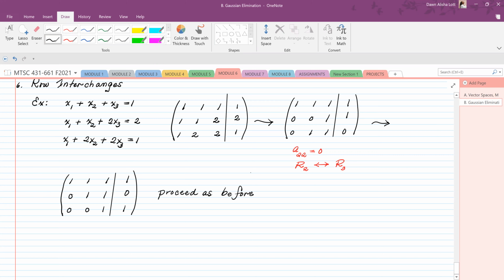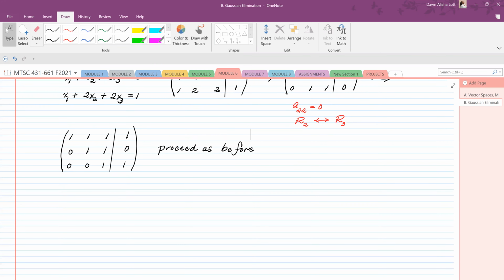Okay. So row interchanges do affect everything. We'll talk about that in a minute. And the inversion of A, in other words, I want to find A inverse.